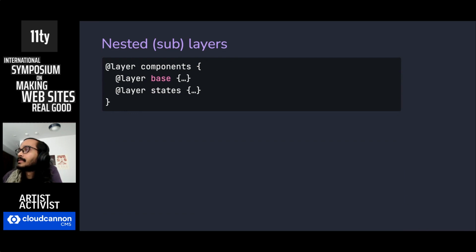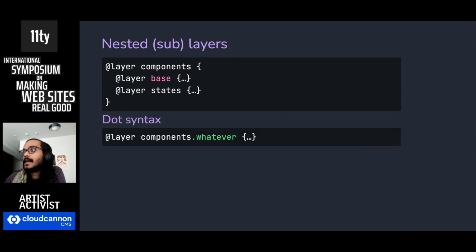So yeah, let's go even deeper. We can nest layers. This functionality is built into layers, so it's separate from CSS nesting. You can nest layers without using CSS nesting. And if you only want to reference a nested sublayer, you can also use the dot syntax.